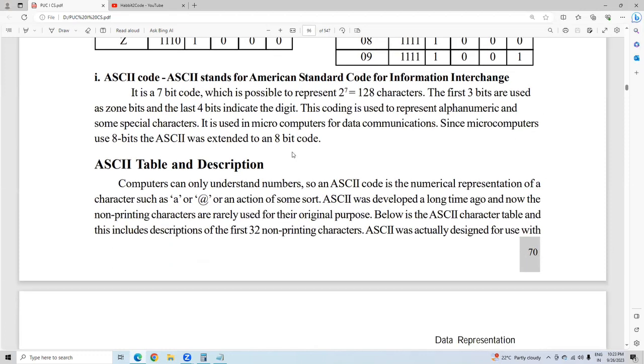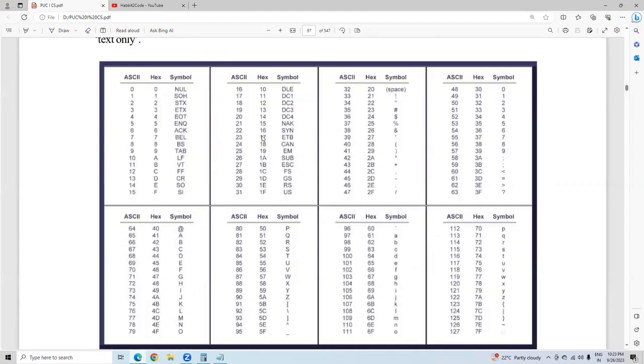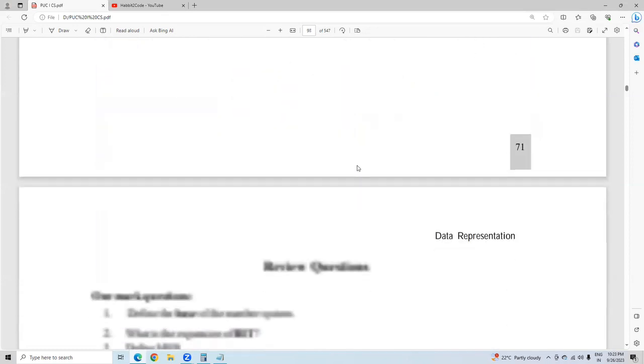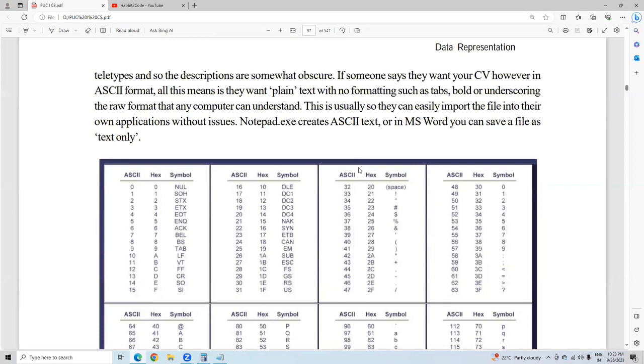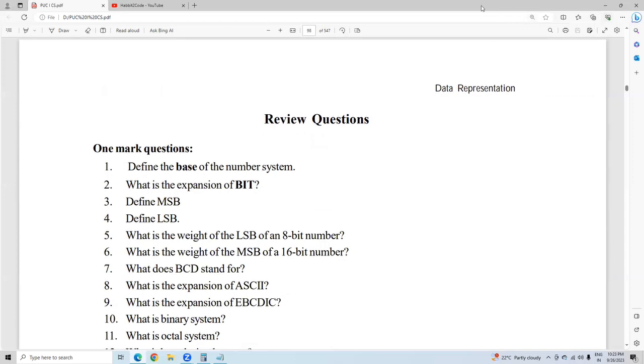ASCII, American Standard Code for Information Interchange. It is an 8-bit code, of which 7 bits are used, making it possible to represent 2 raised to 7, equal to 128 characters. The first 3 bits are used as zone and the remaining 4 bits are used to indicate the digits. And then the ASCII table description, everything they have given here, 0 to 255 ASCII codes will be there. The base is up to 0 to 127, showing for each ASCII code what hexadecimal code is there and what symbol is being represented. Yes, this is the completion of the third chapter.